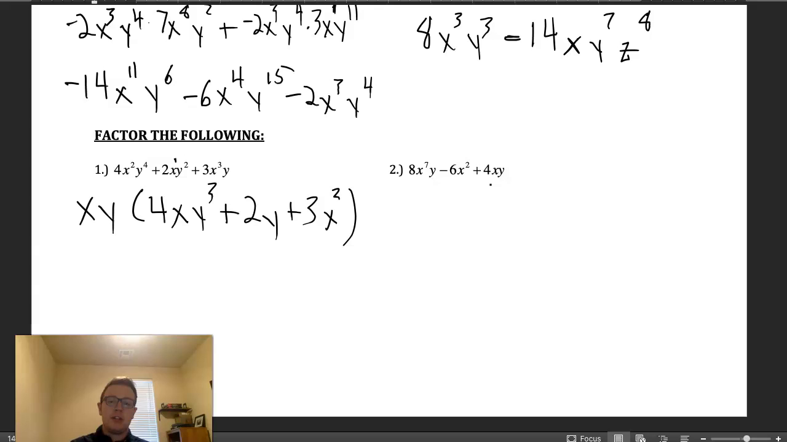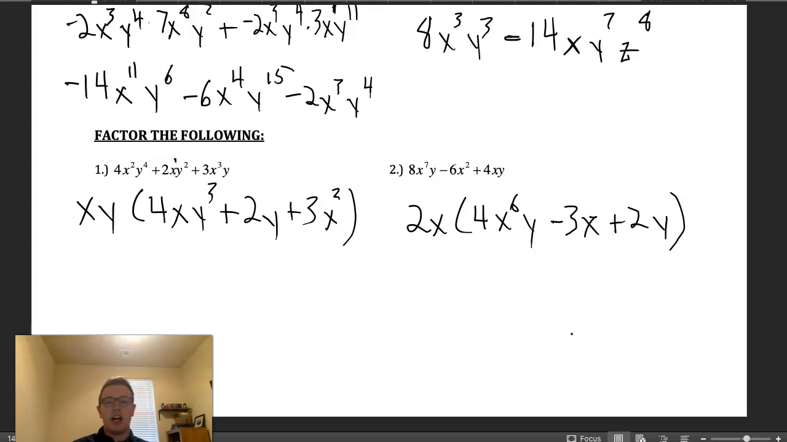For this one, what is our common term? Looks like we have a 2 we can divide out and an x. So we'll divide a 2 and x out. 8 divided by 2 will leave us with 4. We're left with 6 x's and 1 y. Minus 6 divided by 2 will leave us with minus 3, and we'll pull out an x. And then for this last one, we'll divide 4 by 2 to get 2. We have no more x's, so we pulled that last one out, and we're left with y. And there we have factoring of quadratics.